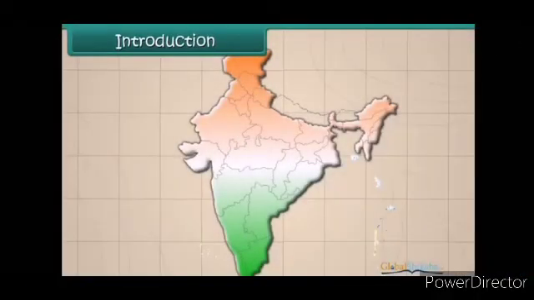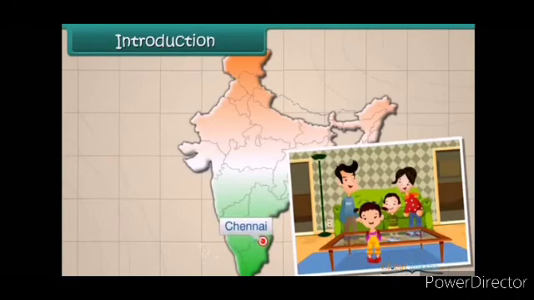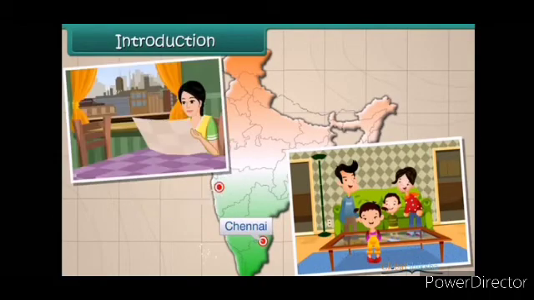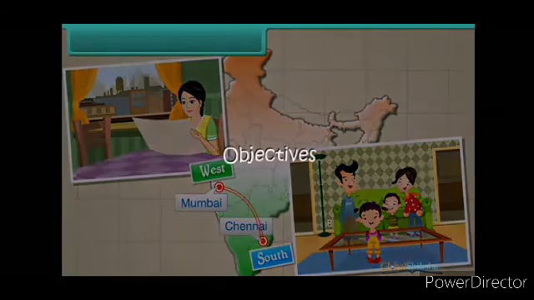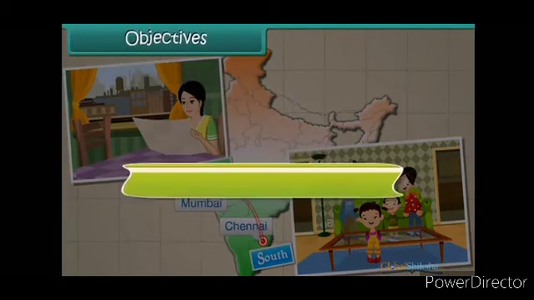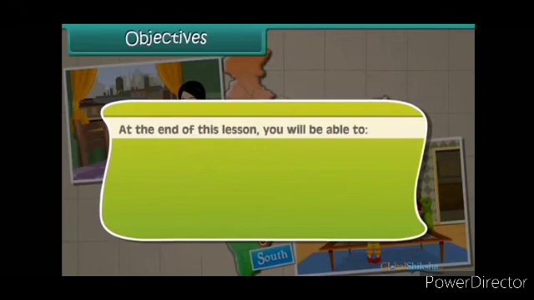Introduction. Aditi lives with her parents in Chennai. Her aunt lives in Mumbai. She visits her aunt every year in April. So she travels from south to west. In this lesson, you will learn about directions.